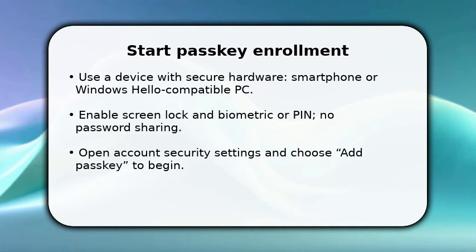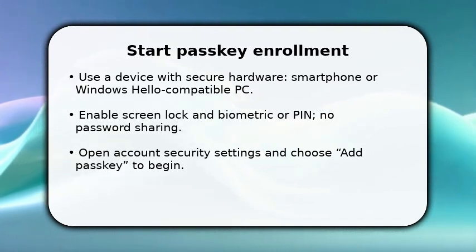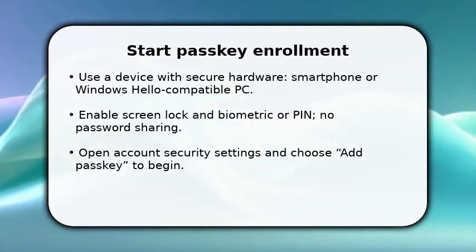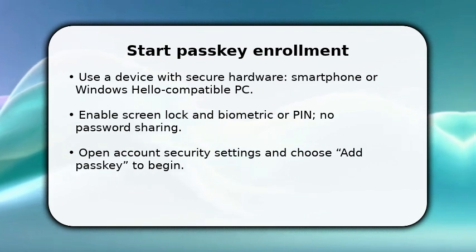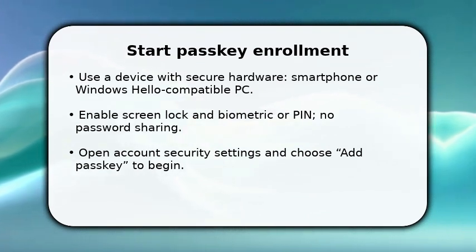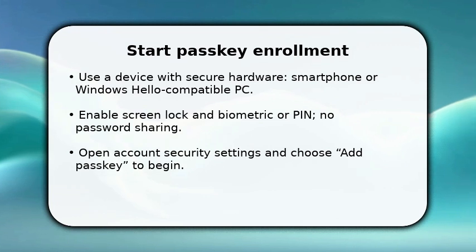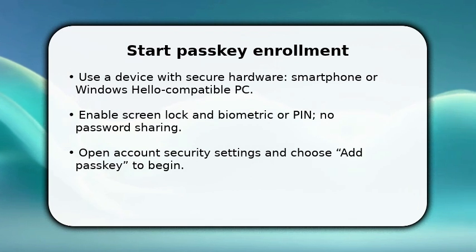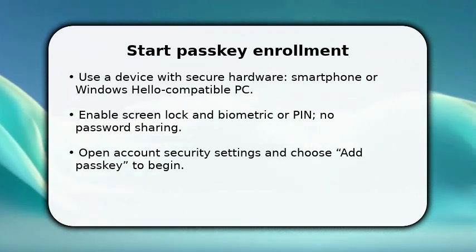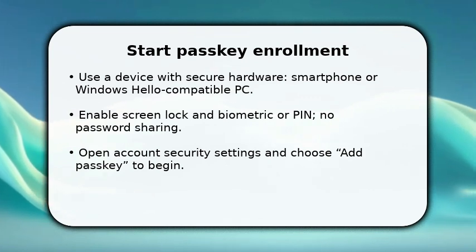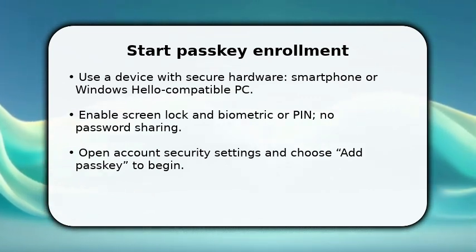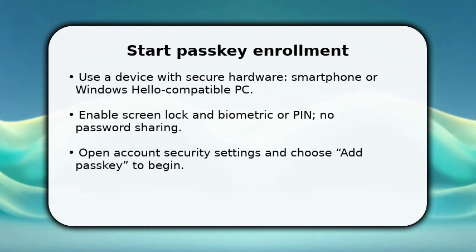You begin by enrolling a passkey on your device. Do this now. Use a phone or PC with secure hardware and enable a screen lock and biometric or PIN so the device can protect the key. Open the account's security settings and choose Add Passkey. Once prompted, follow the device UI to confirm creation. This first step stores a private credential locally, so make sure the device stays secure and registers the public key with the service for future logins.